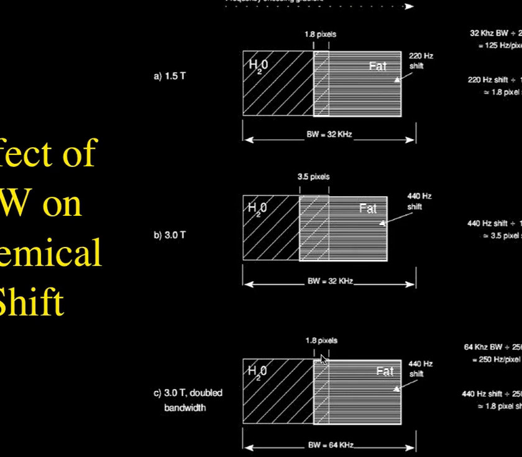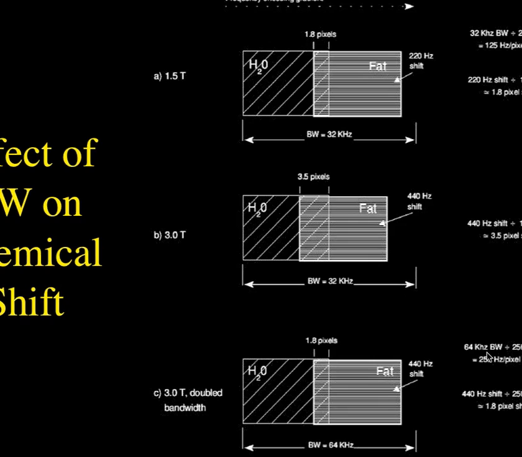But now, if we change things, and instead of using a 32 kilohertz bandwidth, we increase it to 64, we double the bandwidth. Then if you divide 64 kilohertz by 256, you'll end up with 250 hertz per pixel. And that means that since the chemical shift at 3T is 440, if you do the math here, you come back to 1.8 pixels.